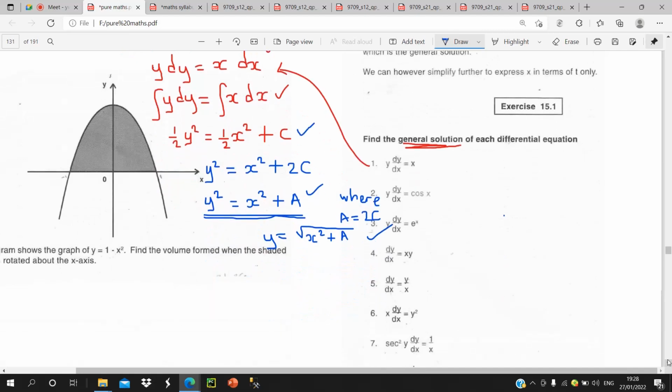Yes. So can you try number 4? Try number 4, number 6 and 7. Can you try number 4, 6 and 7? And you can send your solutions on my app. Right? Yes.